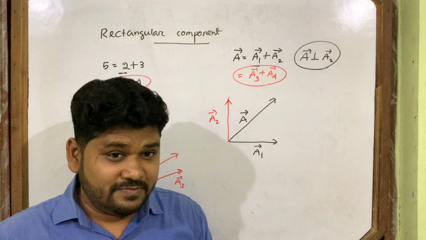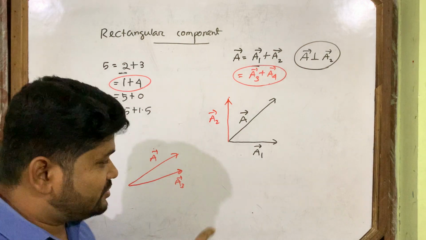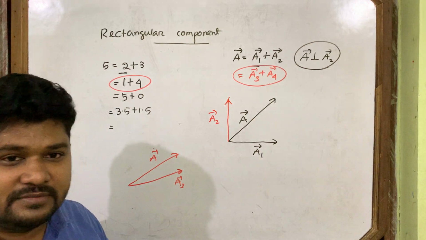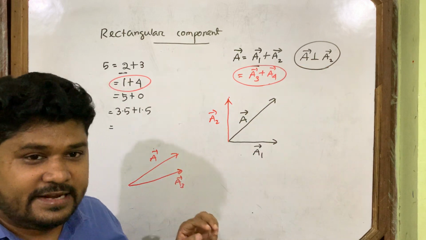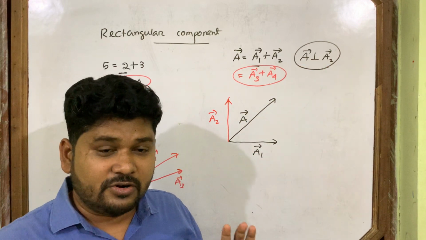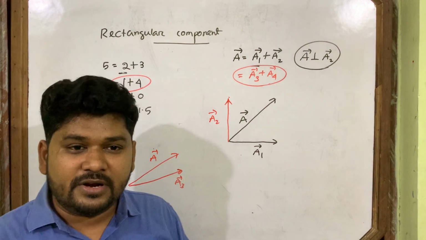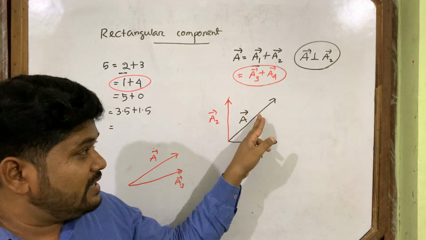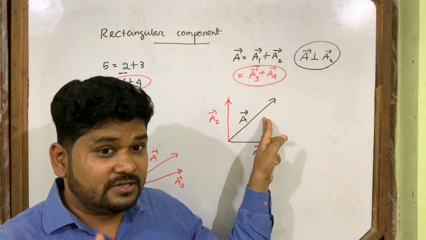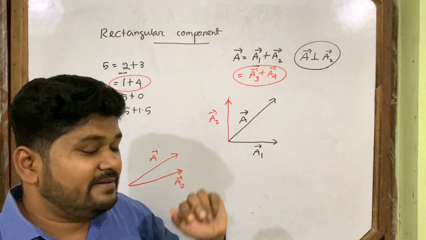The question is coming to your mind, sir, why to upside, why not to downside? This a2 also can be perpendicular to a1. As I told, rectangular components must be perpendicular. I take rectangular component, means perpendicular component only we will discuss. So this a2 also can be down, also can be perpendicular to it. But when both are added, again we will have to obtain the vector a.